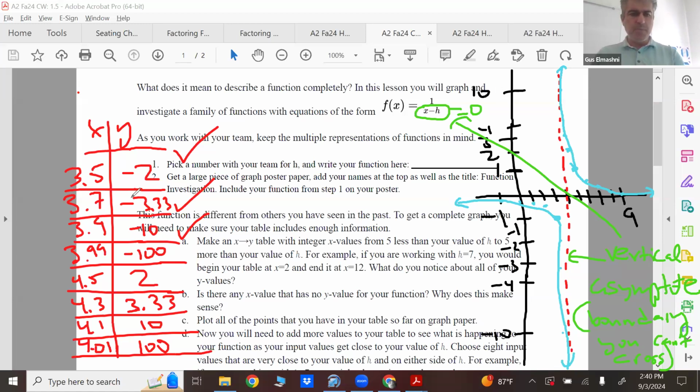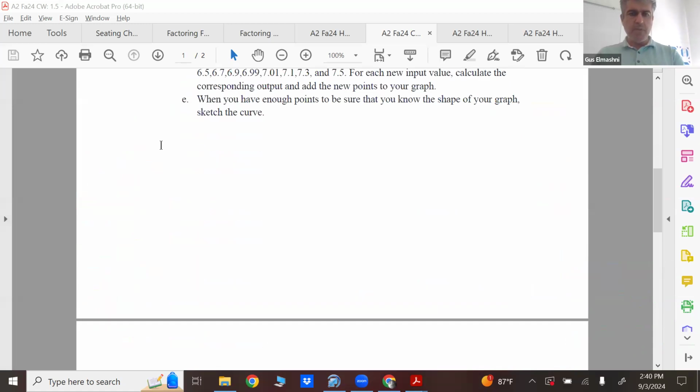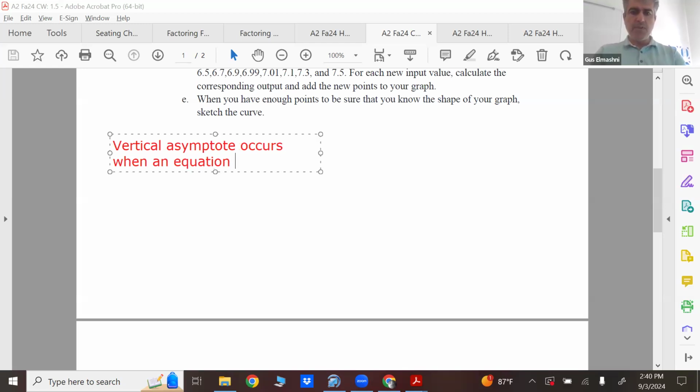So let me put some stuff on the bottom to make sure you guys are clear on this. So vertical asymptote occurs when an equation has a denominator, and the denominator equals 0.